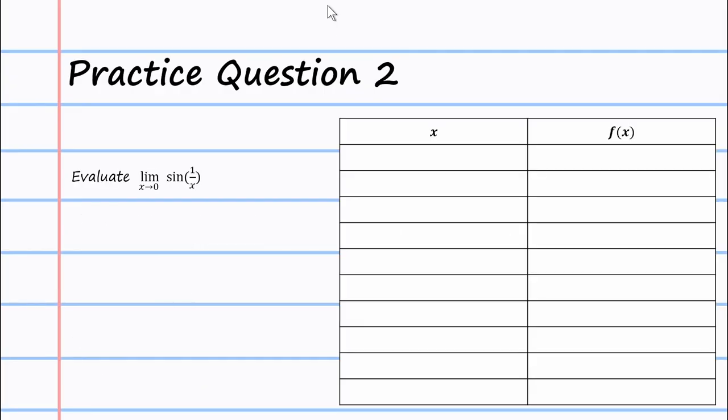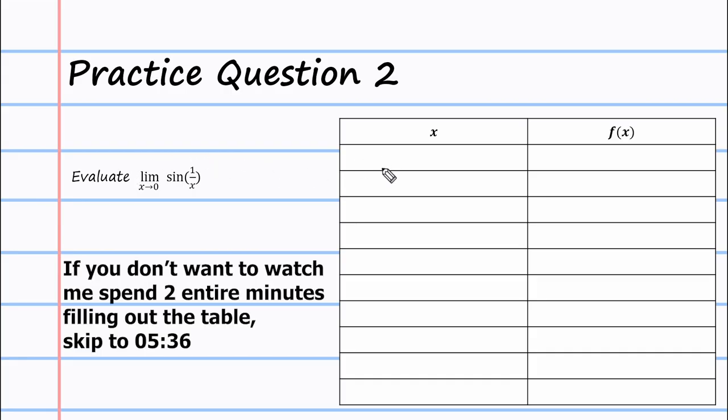All right, so now the next question is, evaluate the limit as x approaches 0 of sine of 1 over x using a table. You can use as many columns, as many rows as you want, but I'm going to be using 10 for my solution. Go try that out. Pause the video and give it a shot. All right, you ready? So these are the following x values I'm going to use. I've written it down in my notebook.